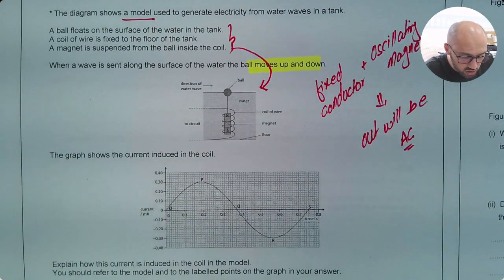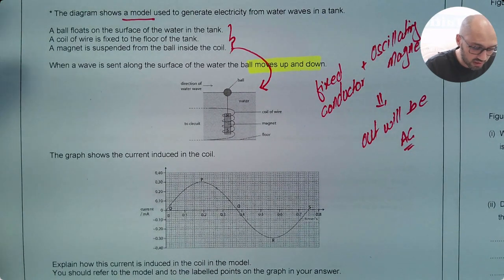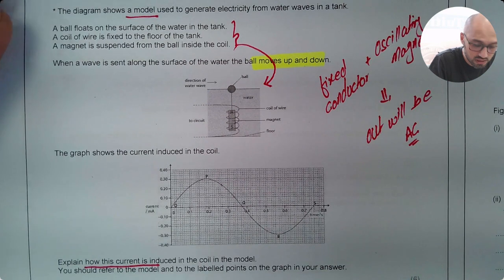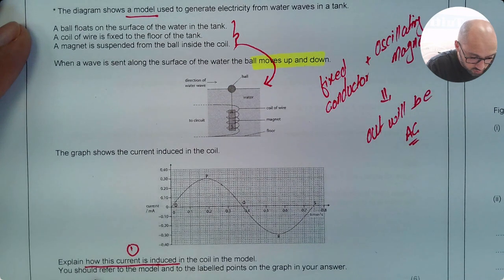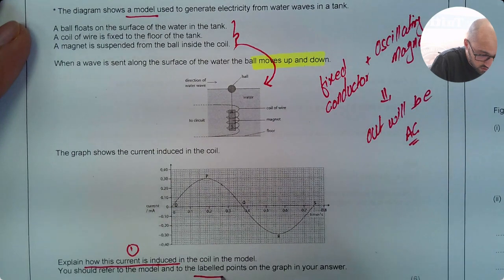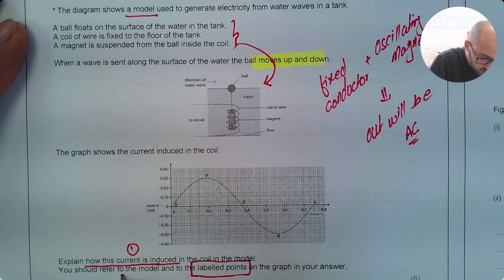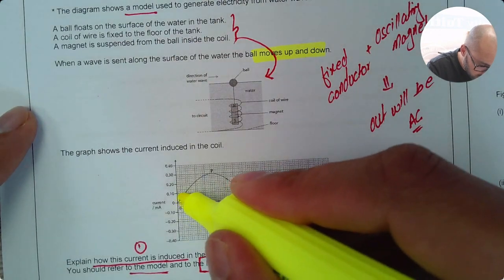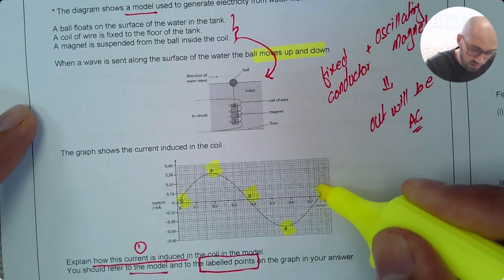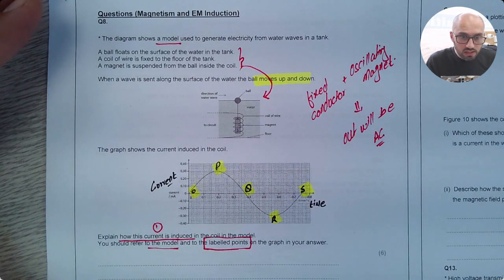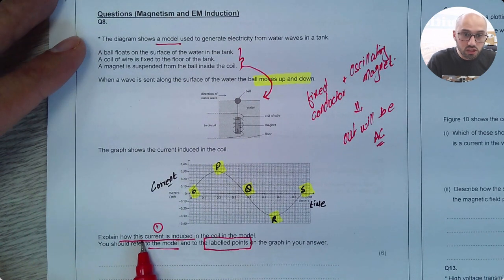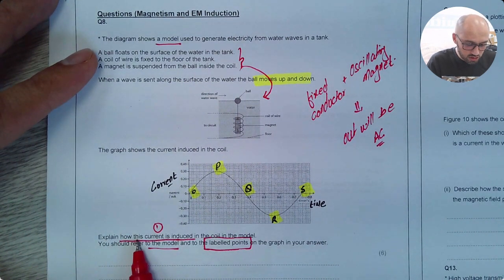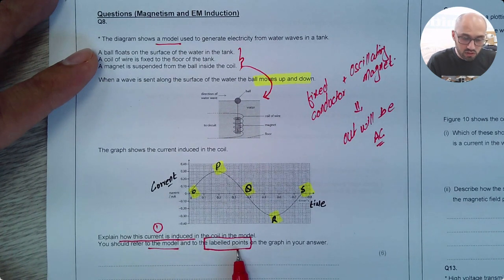It says explain how this current is induced in the coil in the model. So we need to talk about how the current is induced. That's number one. And number two, it says you should refer to the model and to the label points on the graph in your answer. So we have to take into consideration the label points and the model. The label points are these. When we structure the answer to this question, we will mainly talk about how current is induced, but we have to relate that information to the model and the label points on this graph.